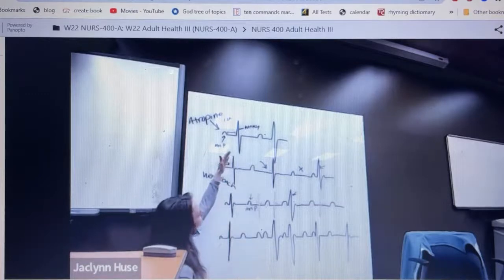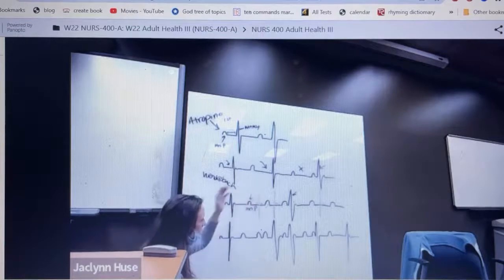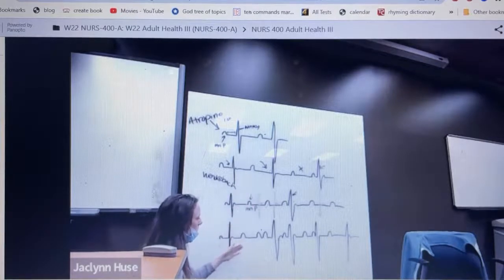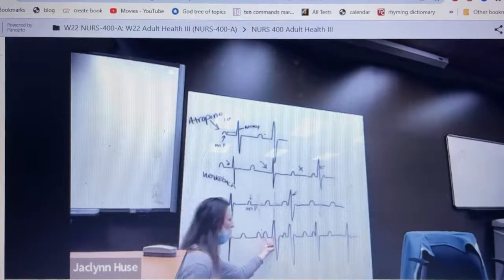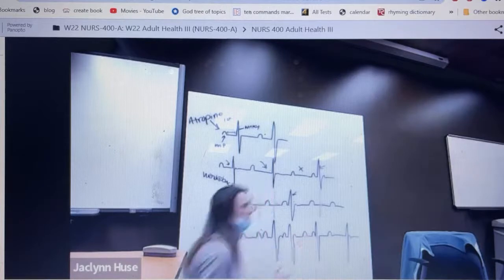So in these examples, you have Mrs. P is consistent, right? But this one, it's just all over the place. You can't measure the PR interval because there's not one really. This one is different than this one, which is different than that one, which is different than that one, different than this one. Does that make sense?